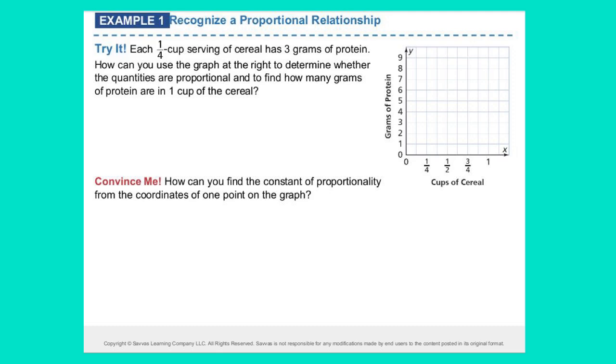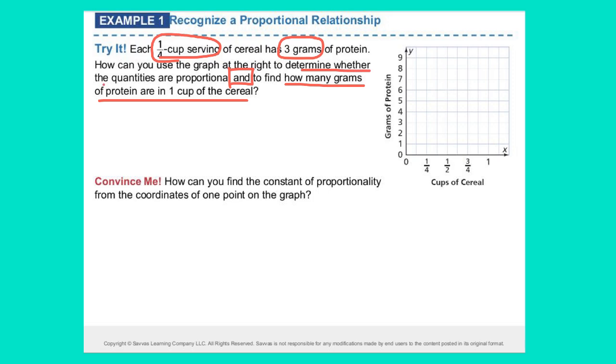This is the try it on the bottom of page 120. Let's see if we can put some of these things together because there was an awful lot in that last slide. Each 1/4 cup serving has 3 grams of protein. How can you use the graph at the right to determine whether the quantities are proportional and to find out how many grams of protein are in 1 cup of cereal?